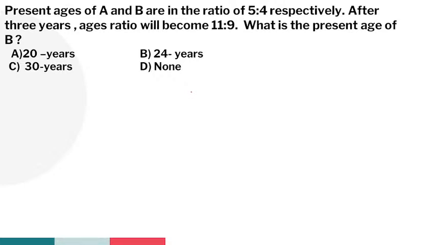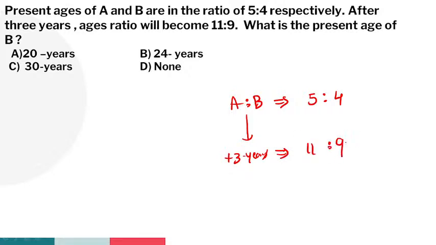Present ages of A and B are in the ratio of 5 is to 4 respectively. After 3 years, the age ratio will become 11 is to 9. What is the present age of B? Tell me fast. What is the answer, guys? I think no need for pen and paper. First read the question properly. We'll get the answer. Go through option verification.